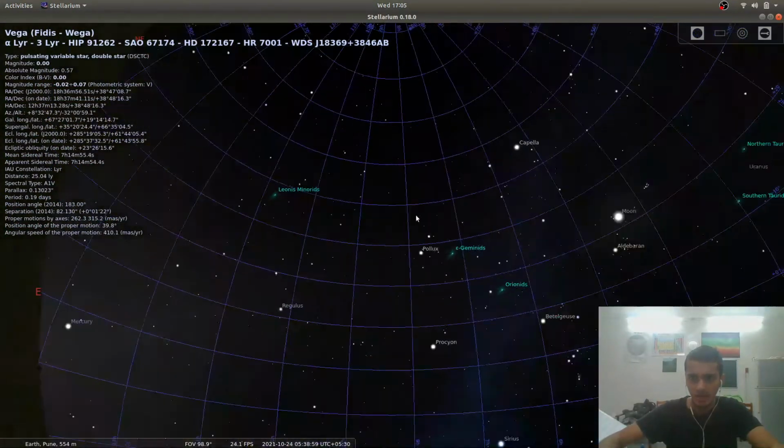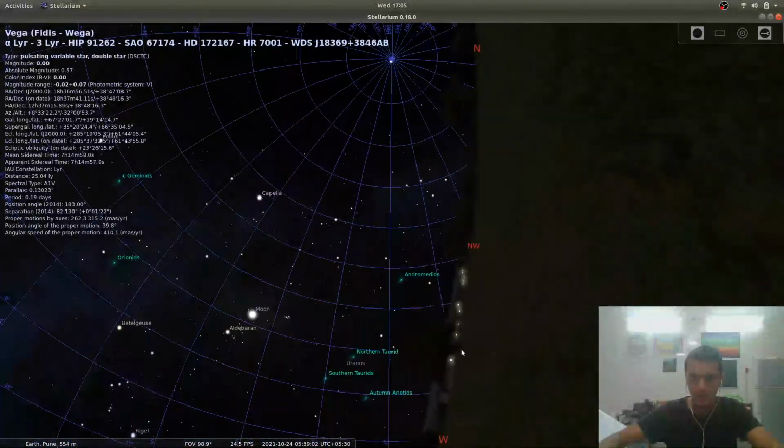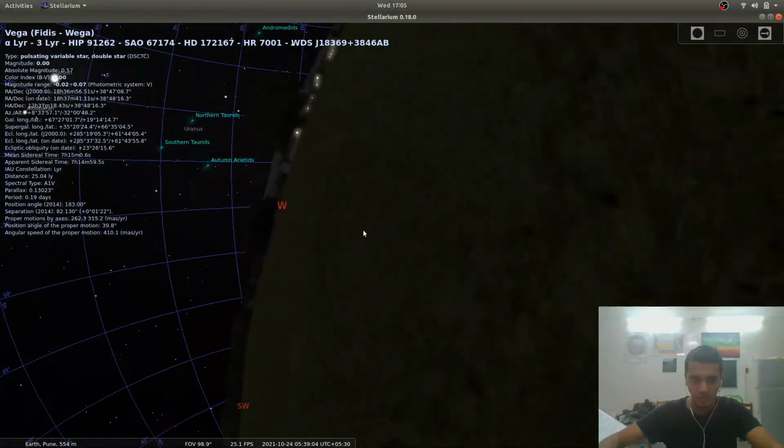Anyway, so I am now in a different mount, as you can see on Stellarium. So I can move this way and this way.